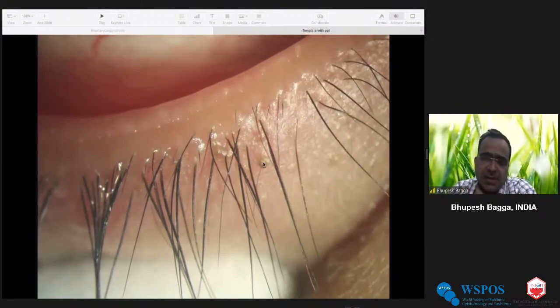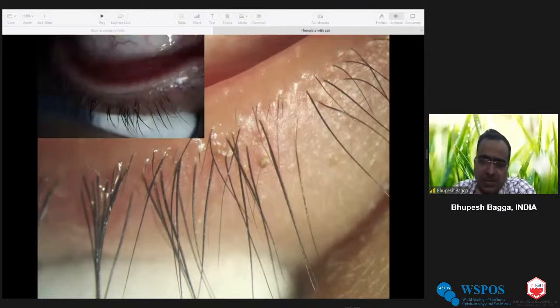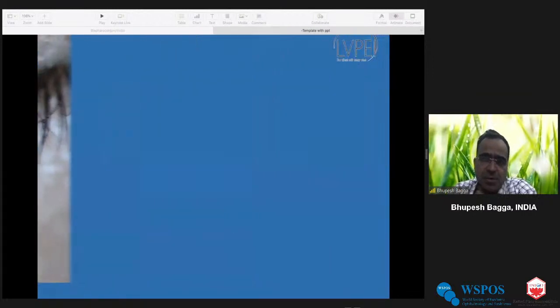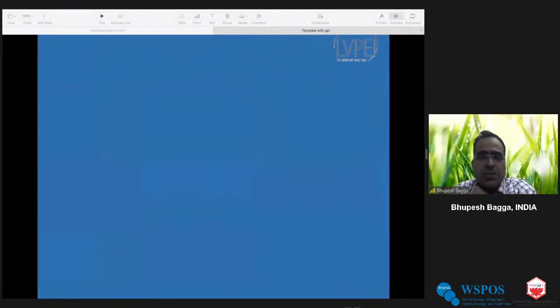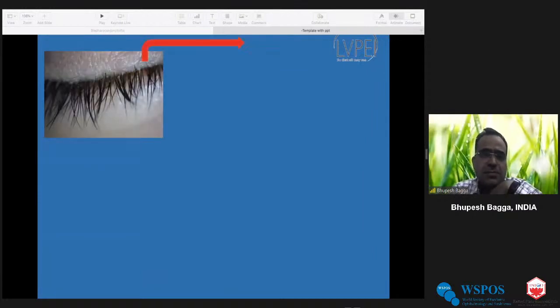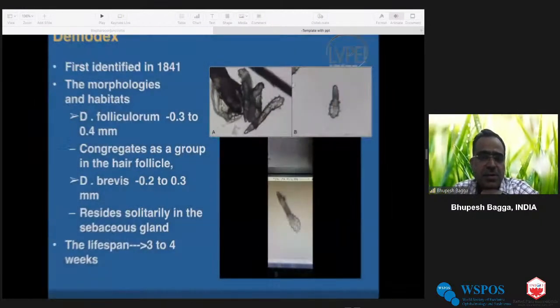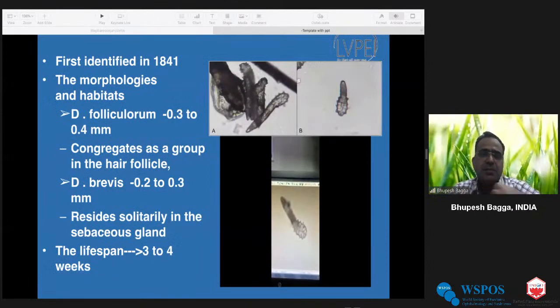This is basically a chloride dandruff, which is suspicious of a problem called Demodex, which is a very important infestation and a very important cause of blepharitis-induced keratoconjunctivitis. So we plucked one lash here and saw it under magnification, and this actually turned out to be a Demodex. Demodex is not very uncommon and has been reported since 1841.